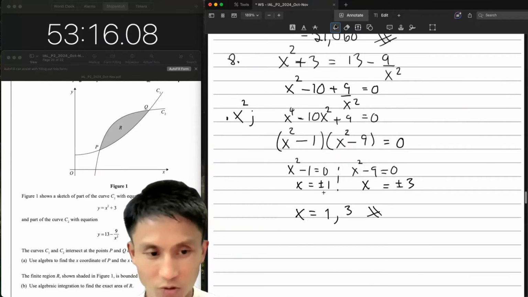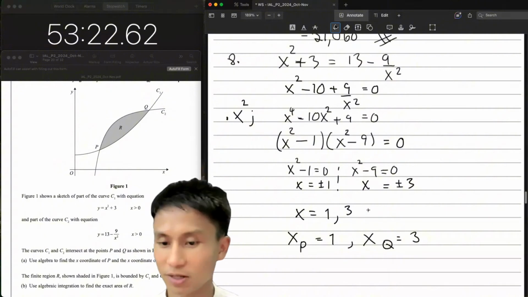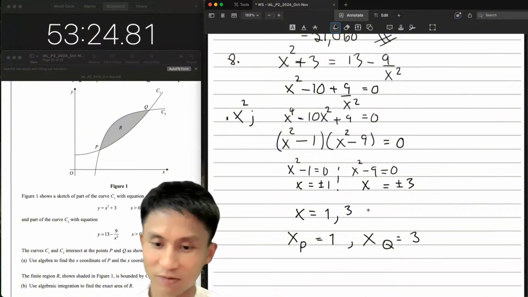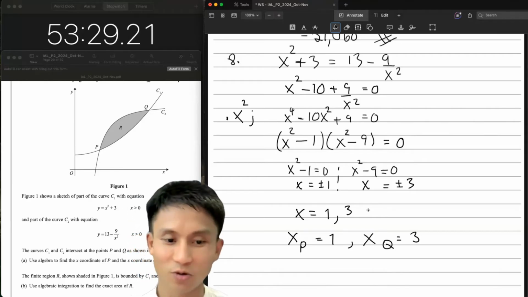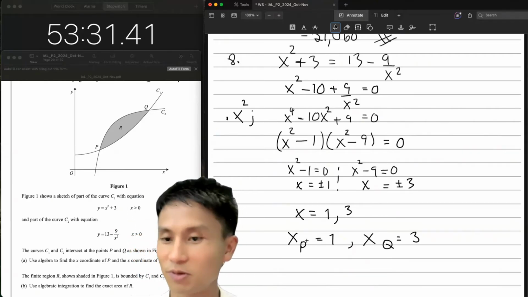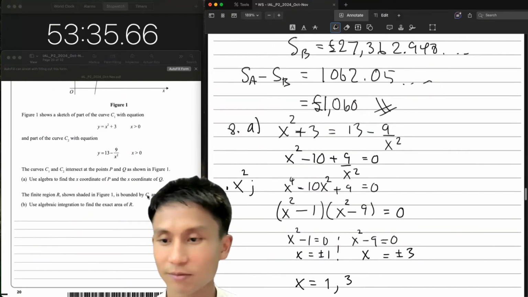So maybe the x coordinate of P would be 1 and the x coordinate of Q would be 3, because they want you to specify that. Here P and Q are in a specified order, P first and then Q. So that's why I put P as 1. Now question B, right? And that's A.